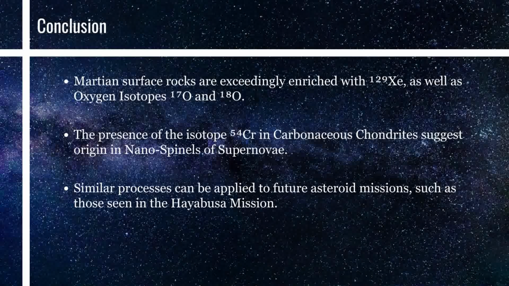Chromium-54 isotopes found in carbonaceous chondrites proved useful in determining the origin of certain meteorites. For example, scientists studying the Orgueil and Murchison carbonaceous chondrites, which fell in France and Australia respectively, determined that the chromium-54 found within these meteorites originated from spinel, which are grains produced by supernovae that are known to be smaller than 100 nanometers. Given that refractory inclusions, like CAIs, tend to lack chromium, they cannot be the source of the chromium-54, thus suggesting that parts of these and other similar meteorites originated from supernova spinel.